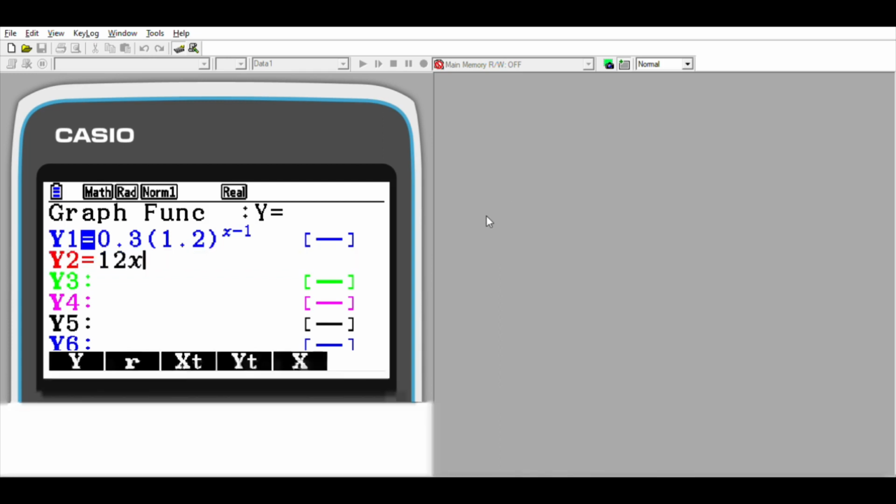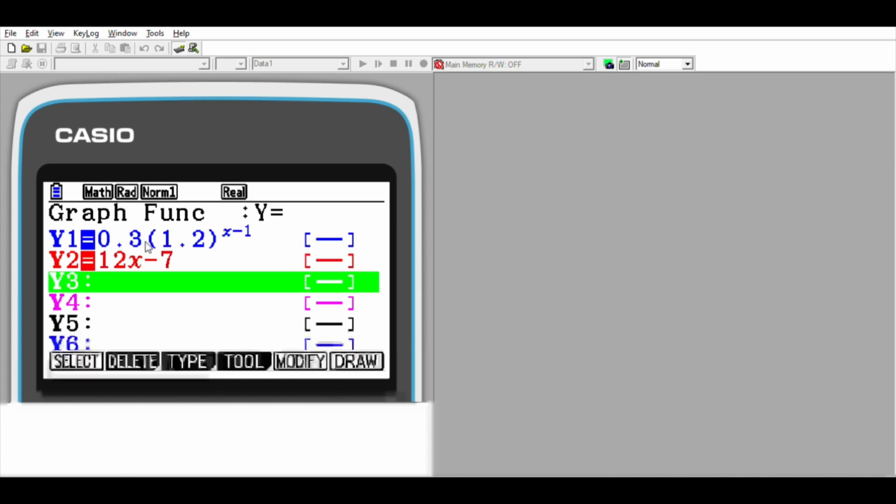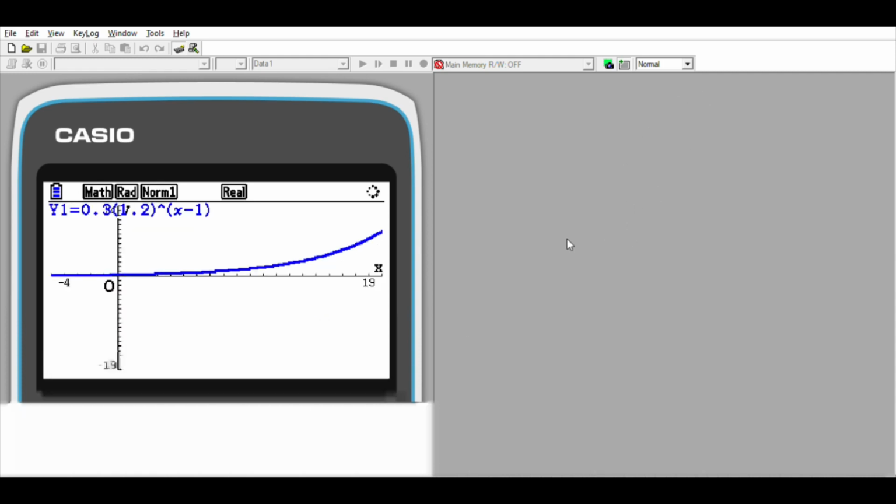Once we have the two functions written, we're going to draw this. Press F6, and you see the red one is the arithmetic sequence. It's a line graph. And the blue one is the geometric sequence. It's an exponential graph. So what we want to know is when this blue function exceeds or passes the red one. We're not able to see that here. We need to adjust the window.